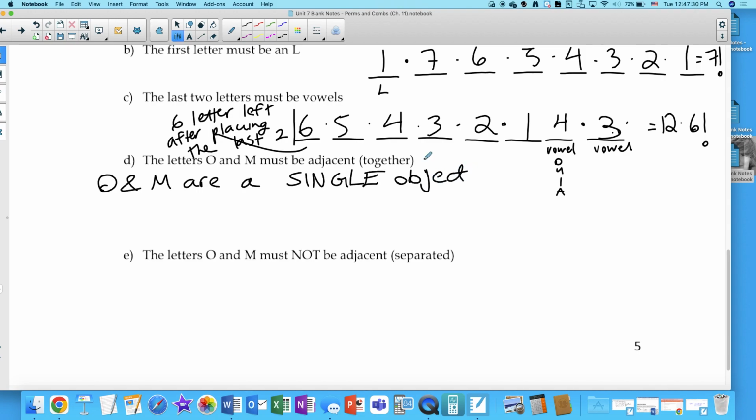Because they cannot be separated. Okay, so we don't have 8 objects anymore. We only have 7. However, O and M can be arranged in 2 different ways. So you have to think, okay, now it's almost like saying we have 7 objects.